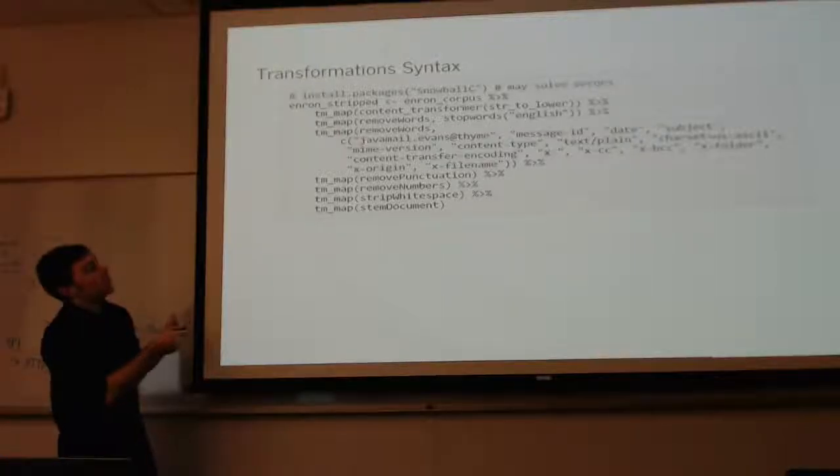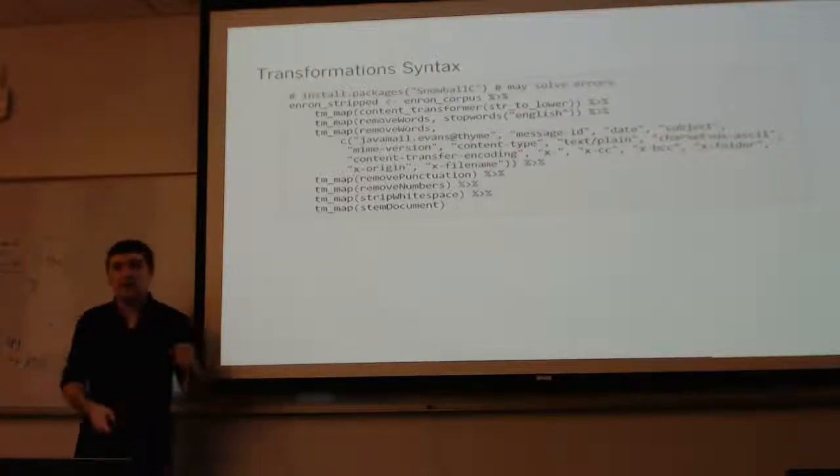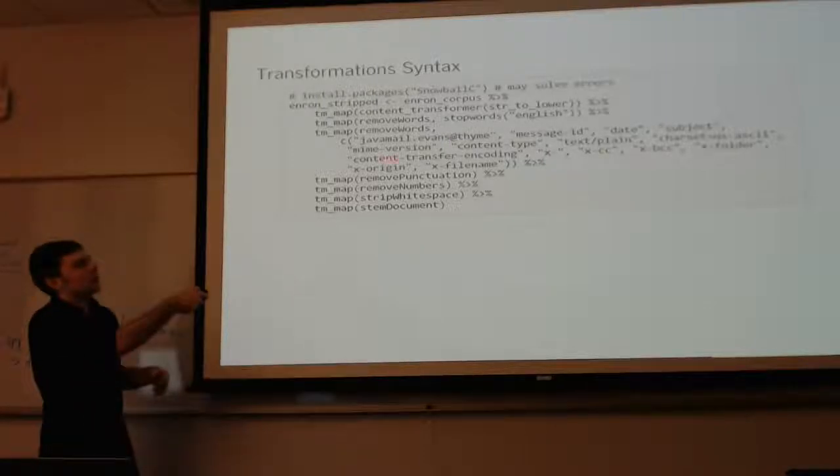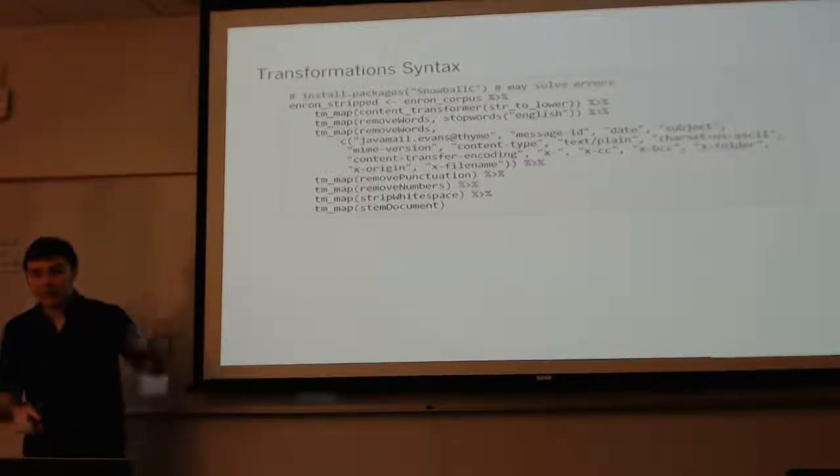Then tm_map removeWords again, to remove these specific words. I want to remove certain email addresses and header information that wasn't removed by default or wasn't among the stop words. You sometimes have to remove a lot of stuff, but this is an example.